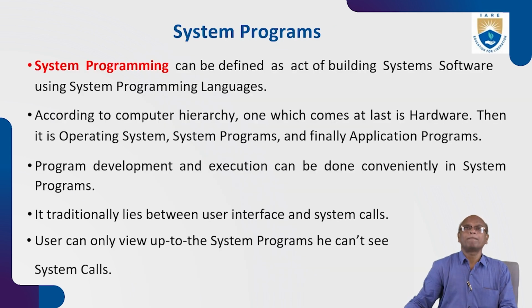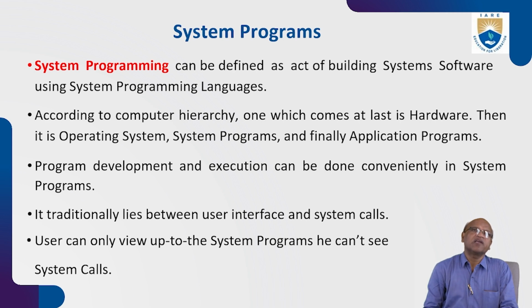So of this one, system programs. System programming can be defined as the act of building system software using system programming languages. System programming, the system will use that software. System software means we will understand how the compiler will work. Compiler is a part of system software.